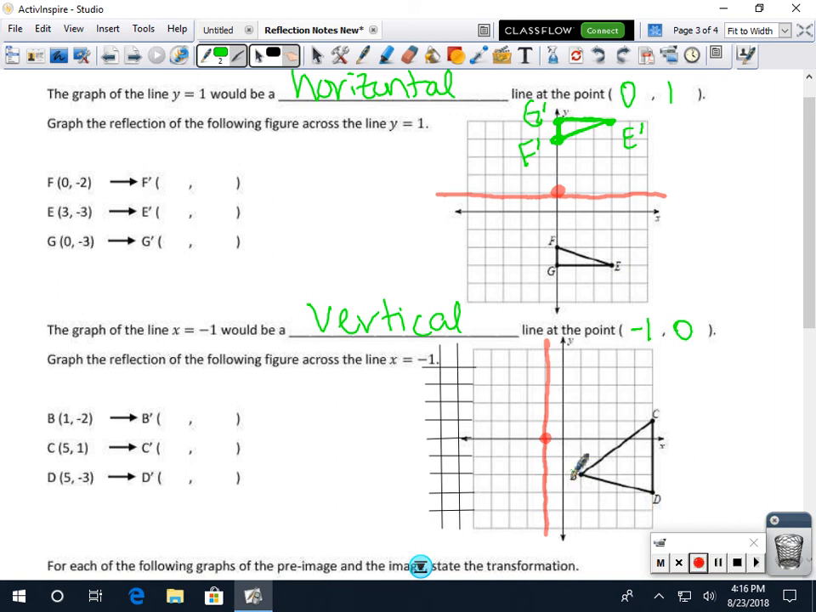So B is 2 spaces away. So I'm going to go 2 spaces on the other side, and that's going to give me my B prime. C is 6 spaces away, so I'm going to go 6 spaces on the other side. Same thing with D, 6 spaces. And that is my reflected image.